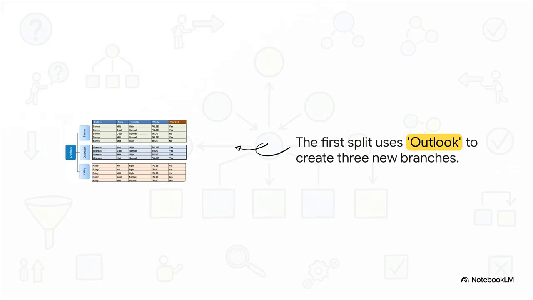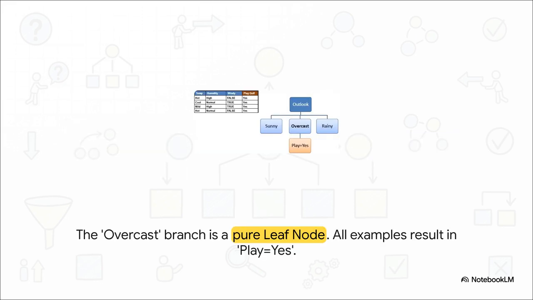Let's go back to our golf example. So the algorithm looks at everything it knows, the outlook, the temperature, humidity, wind, and it has to make a choice. What's the best first question? In this case, it decides the smartest first move is to ask about the outlook. Boom. It splits all 14 examples into 3 branches: sunny, overcast, or rainy. And check this out. This is where the magic starts to happen.